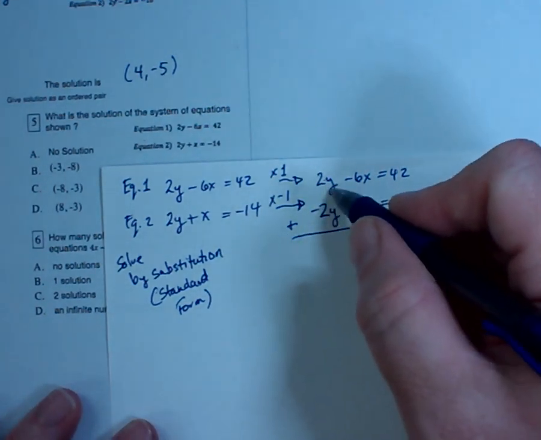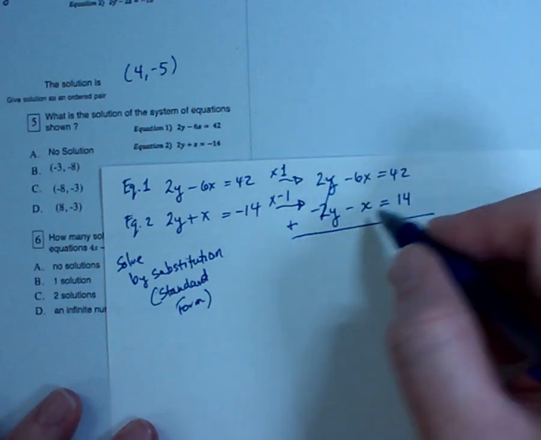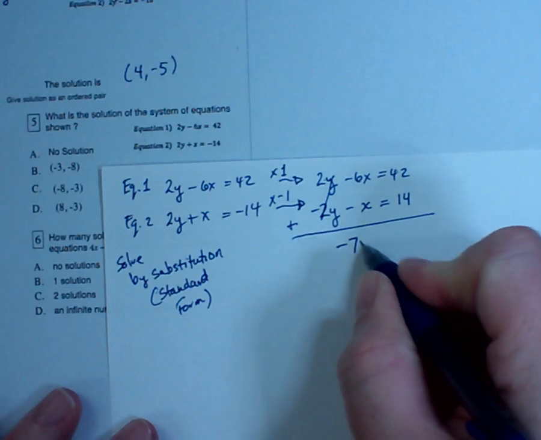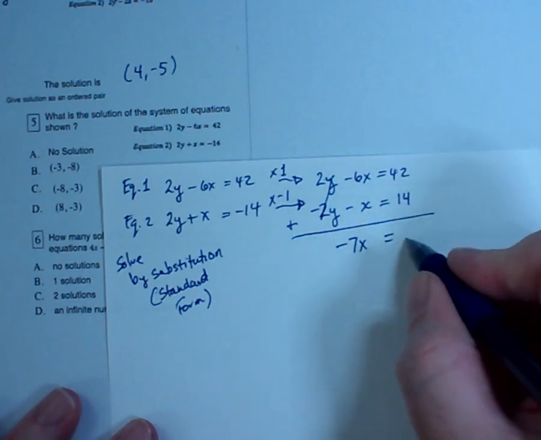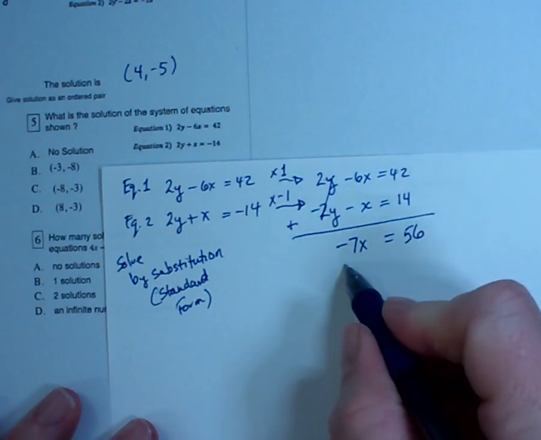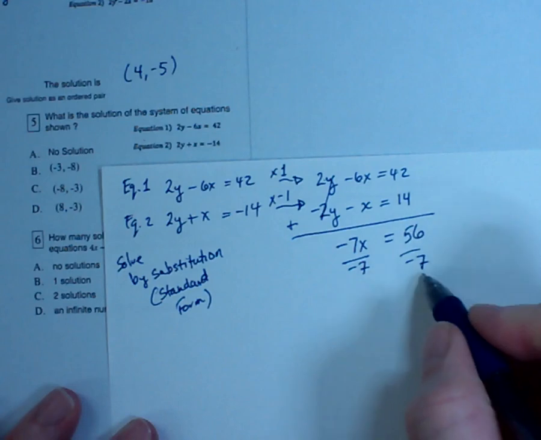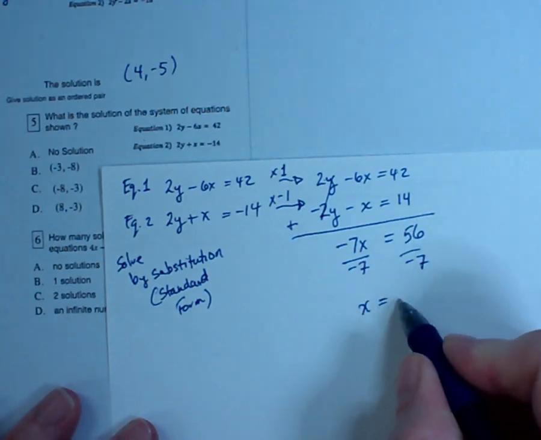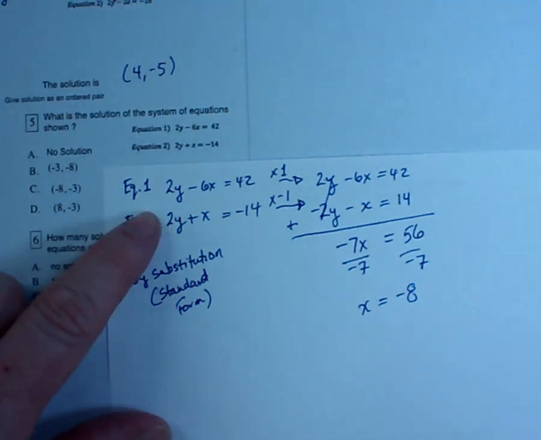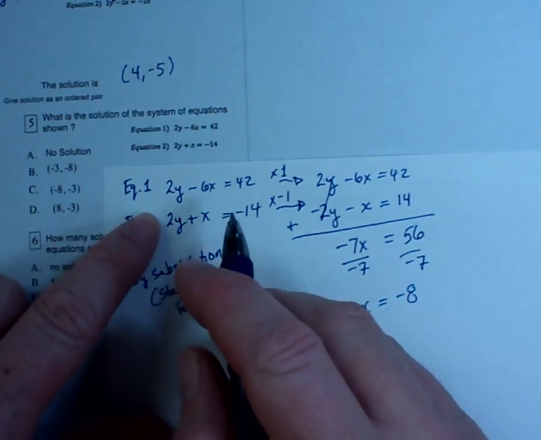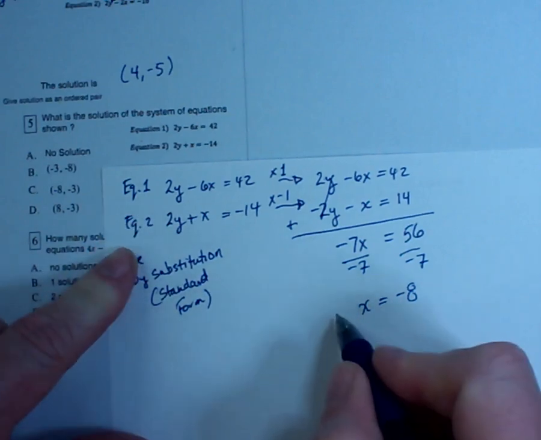2y minus 2y is 0. Negative 6x plus negative x is negative 7x. 42 plus 14 is 56. I'm going to divide by negative 7. 56 divided by negative 7 is negative 8. I'm almost done. I need to solve one of them for y. It doesn't matter which one you choose. I'll choose equation 2.